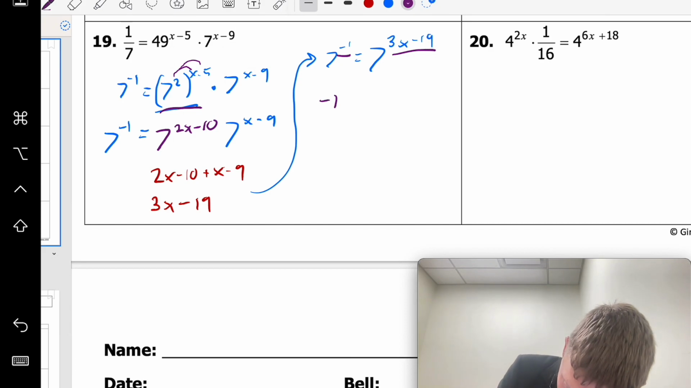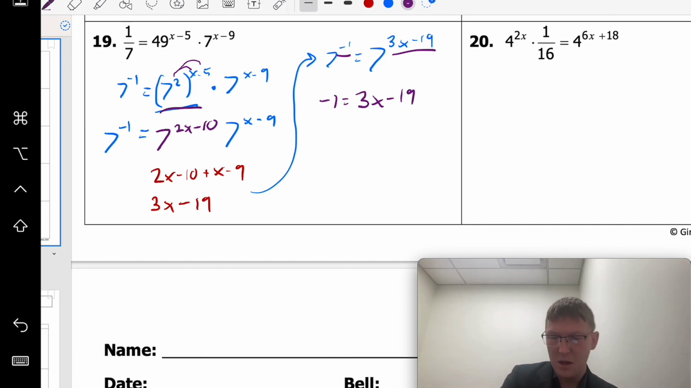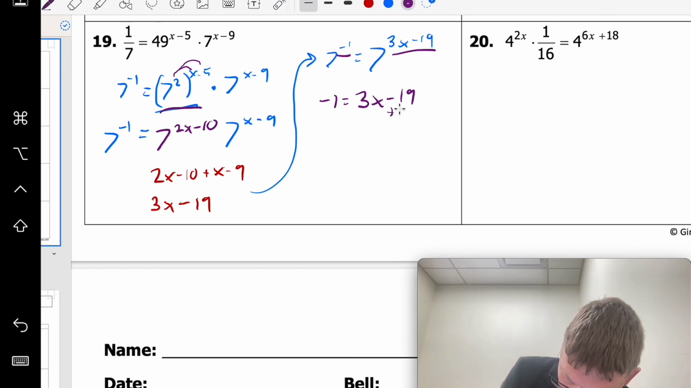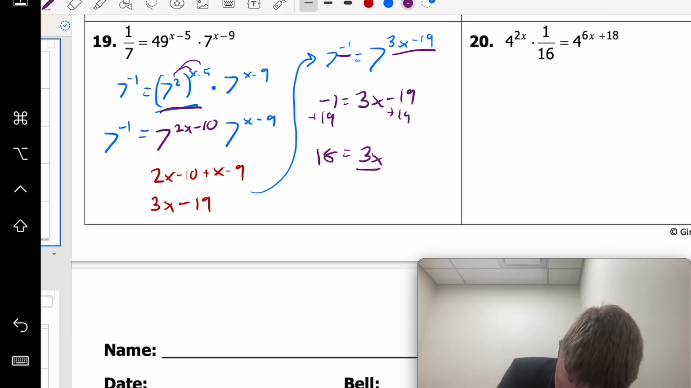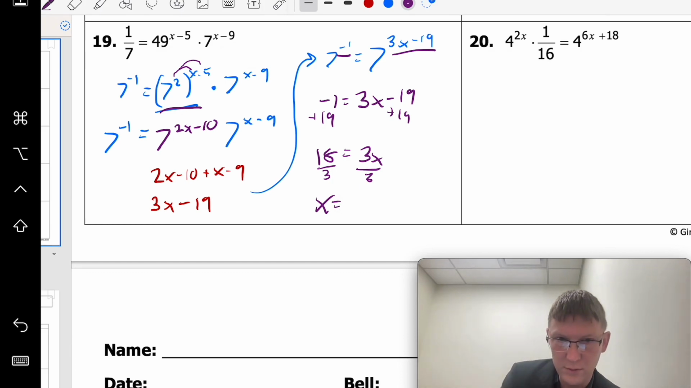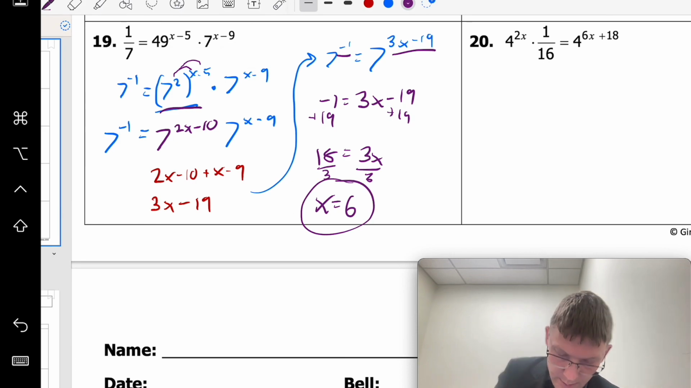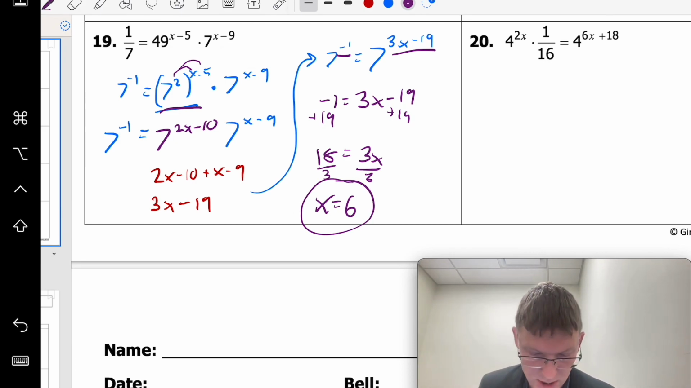So that means we're going to have negative 1 equals 3x minus 19. I'm going to keep that 3x on the right just for fun, which means my 19 is going to come over. So we're going to add 19 to both sides. And then we're going to have, what? Positive 18 equals 3x. We divide both sides by 3. x equals 6. Apparently I need to practice my 6 multiplication table.